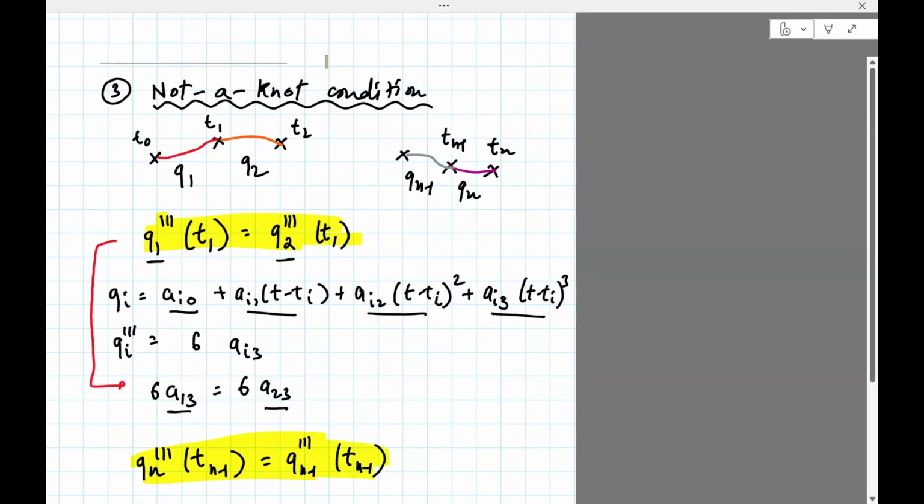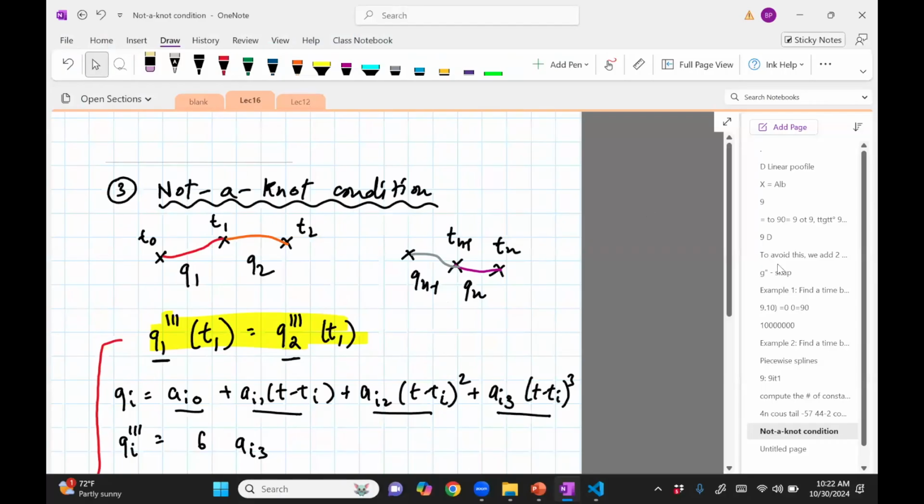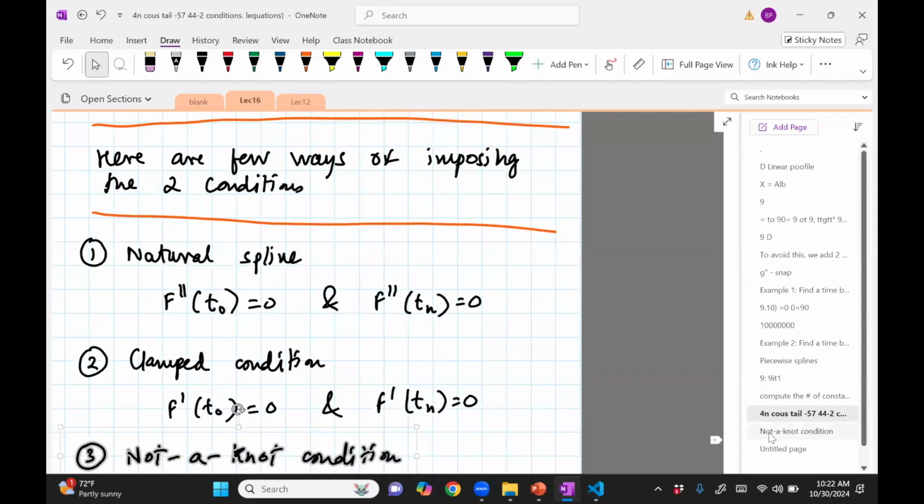So if the third derivative is like so, I don't know, to think about it, why it's called a not-a-knot. I think it suggests that somehow that knot really disappears. It's not really a knot point. I don't know. Okay, so those are the three ways in which you can specify those two conditions. And you'll see that those two conditions give you very, very different trajectories, especially for the first and second derivative. So here are the three ways.